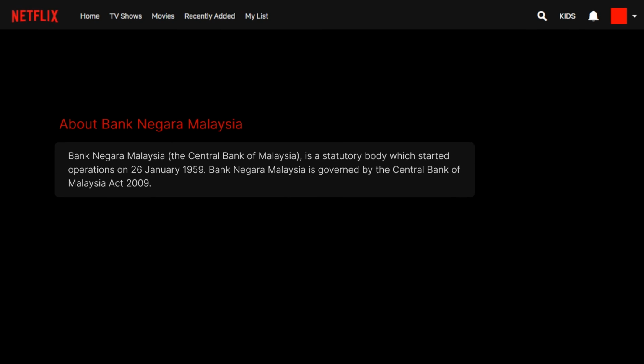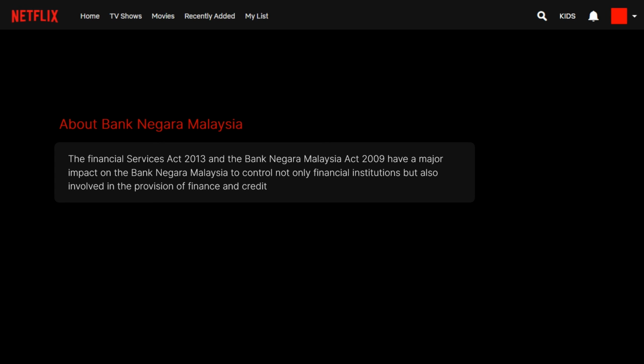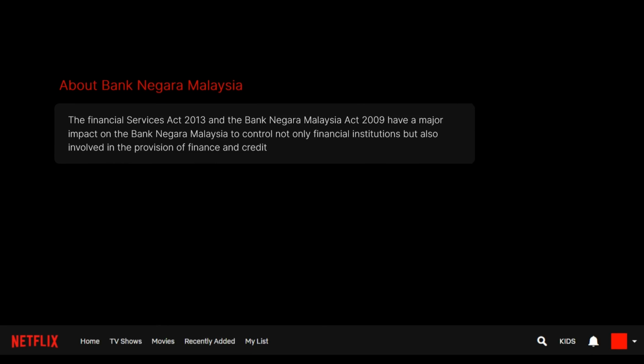About Bank Negara Malaysia. Bank Negara Malaysia, the Central Bank of Malaysia, is a statutory body which started operations on 26 January 1959. Bank Negara Malaysia is governed by the Central Bank of Malaysia Act 2009. The Financial Services Act 2013 and the Central Bank of Malaysia Act 2009 have a major impact on Bank Negara Malaysia, allowing it to control not only financial institutions but also be involved in the provision of finance and credit.